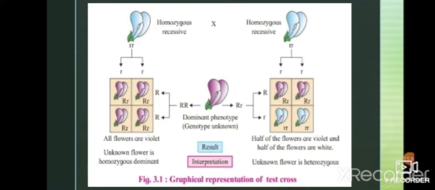And in another case, the homozygous recessive small r is crossed with capital R small r. Then pairing is done: capital R small r, capital R small r, small r small r, small r small r. Half of the flowers are violet and half of the flowers are white. Here the unknown flower is heterozygous.